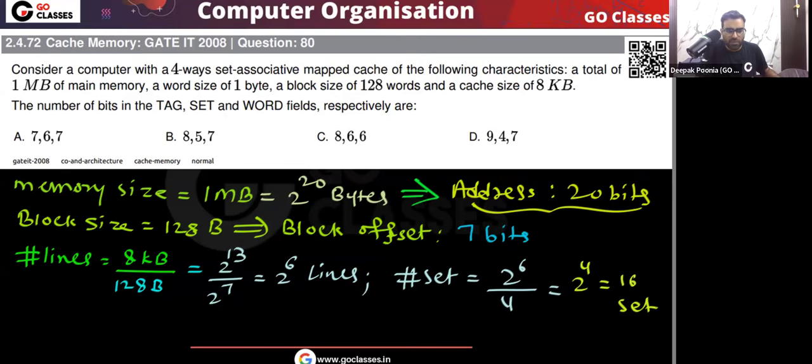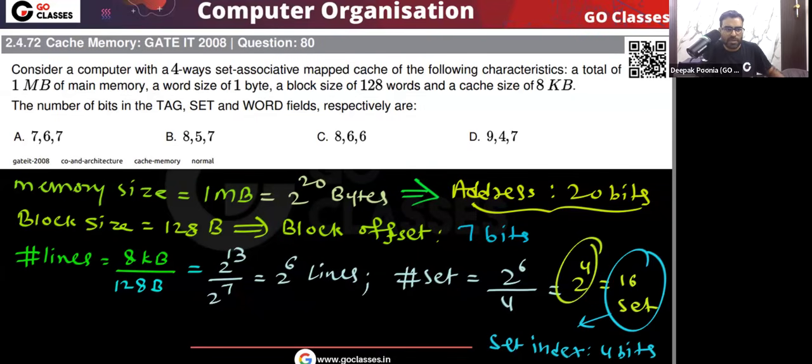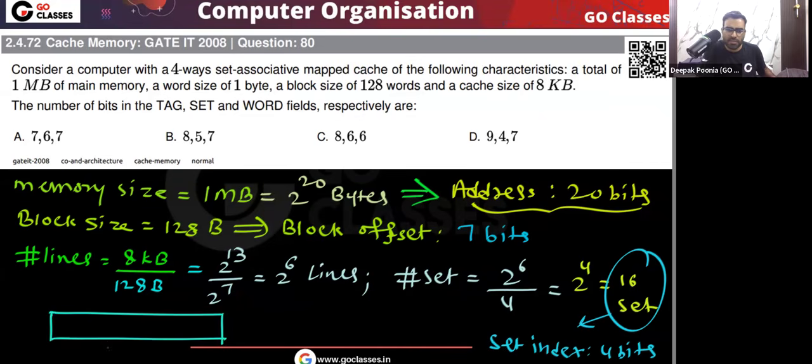So if the number of sets is 16, then what is the number of index bits? How many bits do we need for set index? So here I can say that for set index we need 4 bits, because in total we have 16 sets, that means 2 power 4 sets. So for set index we need 4 bits. Very simple. Now you can see the complete address, the physical address size, is 20 bits.